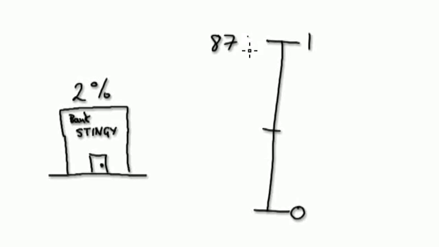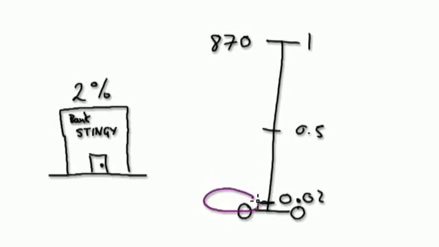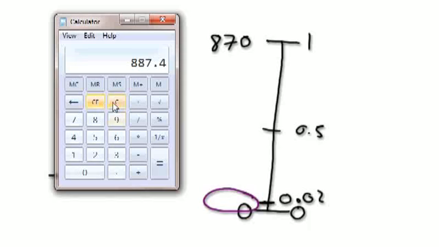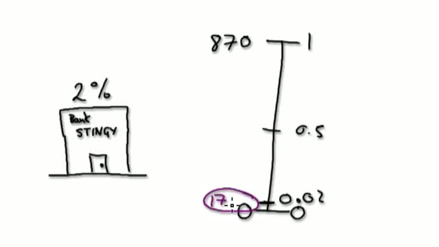870. 0.5 is here. If the question is saying how much interest will you earn, well, the amount that you earn from doing nothing is just this value here. It will be 0.02 times 870 here equals. So you will earn 17 pounds and 40 pence.